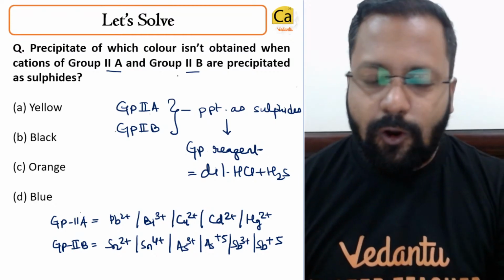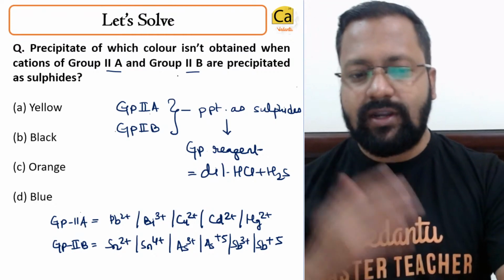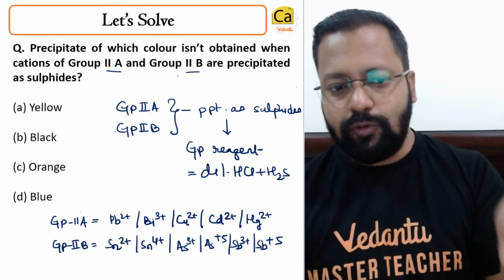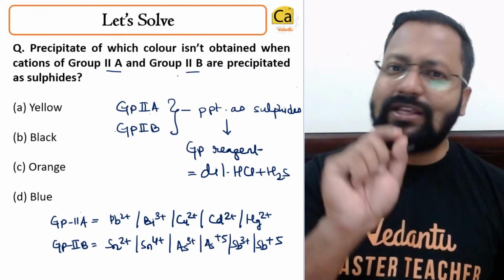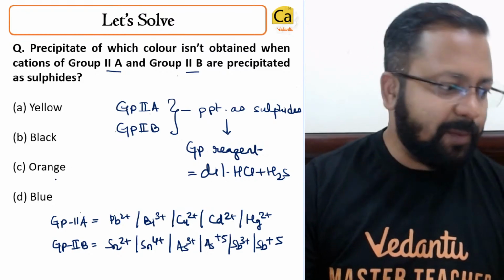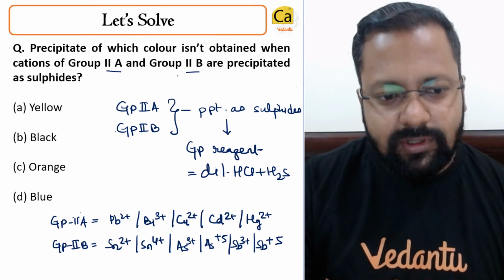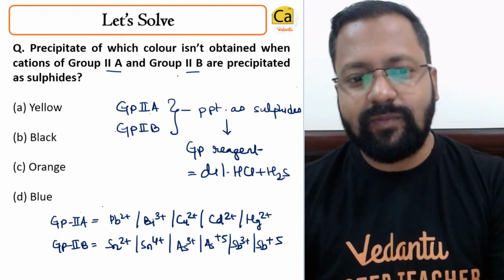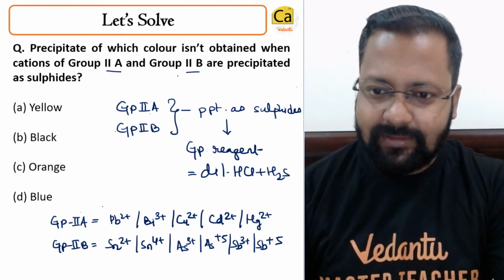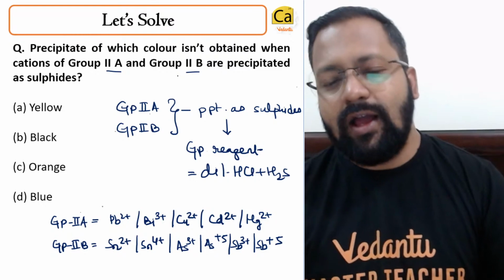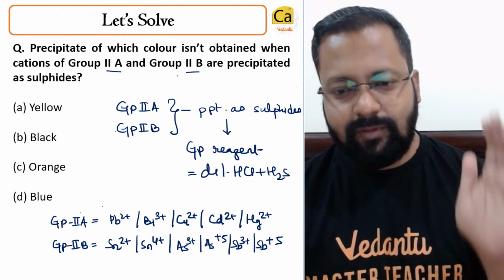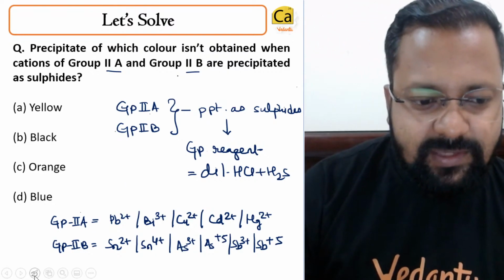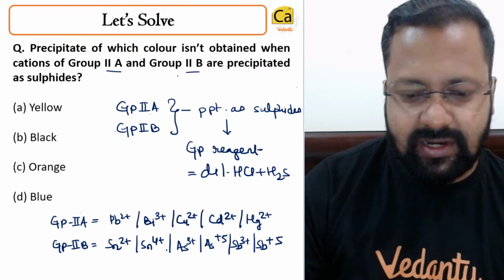Can you see this? All the ions which are present in two different oxidation states are present in group 2B, and all the ions which are present in a single oxidation state are present in group 2A. Now, what are their respective colors? Please do remember that Sb, let's start from Sb. Let's start in the backward direction.